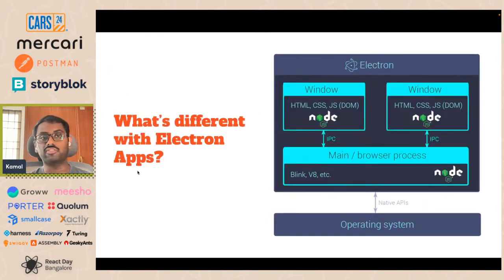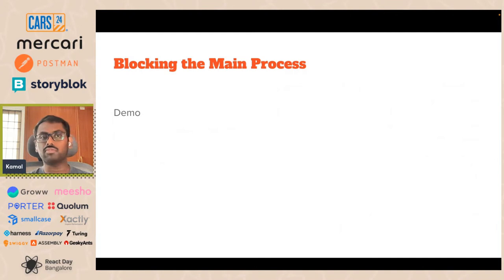Let's look into what is different with an Electron app. An Electron app has this new concept called a main process or a browser process, which acts as an entry point and an orchestrator for everything else that is happening inside your app. So it orchestrates opening a new window and coordinating between windows, and also interfacing with the operating system and getting all of these workflows together. Now, what happens if we run a really long and blocking task on the main process of Electron?